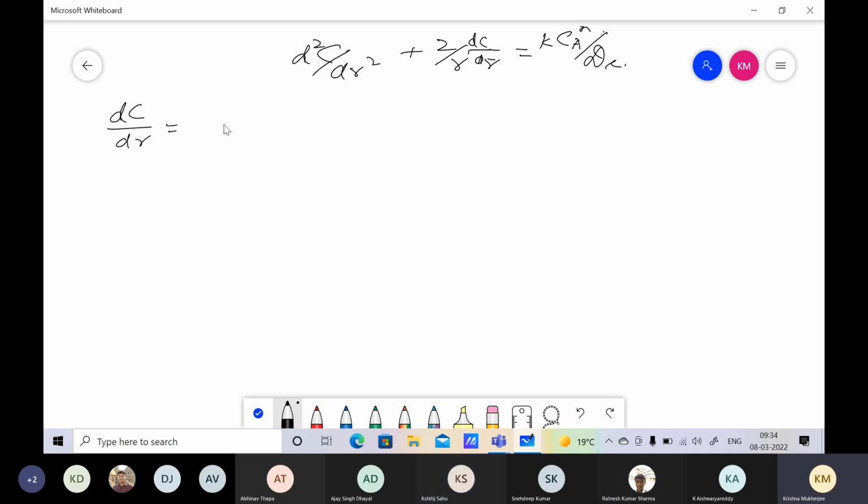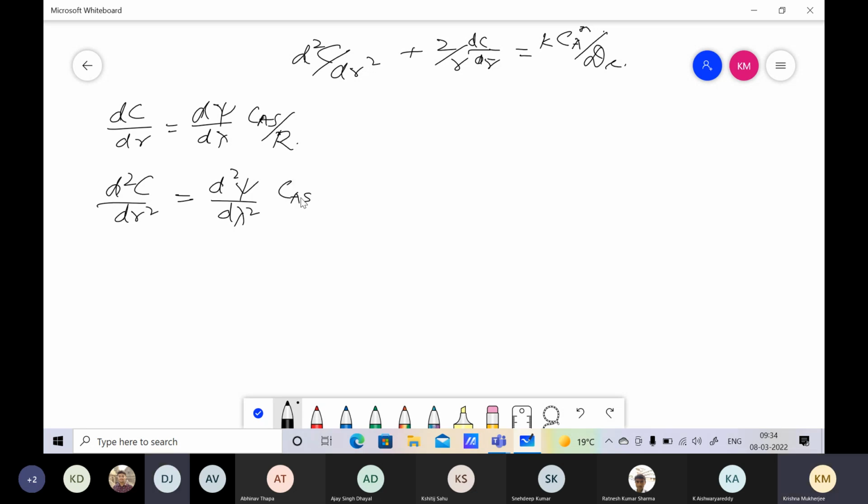And now dc by dr we just now discovered is equal to d phi by d lambda, Cas upon r. Okay. And I will not do this, but I hope you understand this. d2c by dr is equal to d2 phi by d lambda Cas upon r square. Okay? Yes, sir. Now it is obvious, Cas upon r square. And I substitute this back.